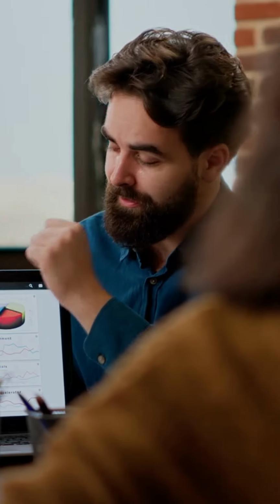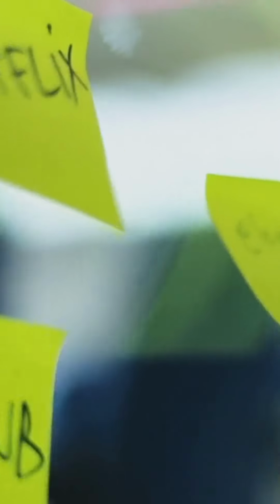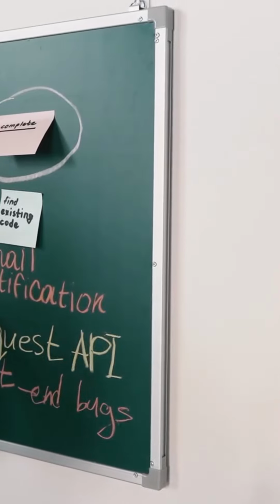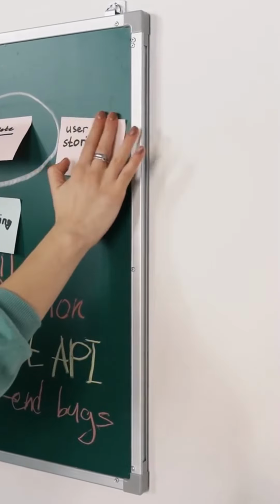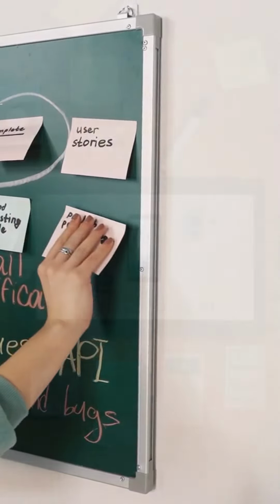This backlog is created, owned, and continuously refined by the product owner, often with input from stakeholders, customers, and the development team. Items in the product backlog are called Product Backlog Items, PBIs, and they are usually written in the form of user stories that describe the desired functionality from the user's perspective. These items are prioritized based on business value, risk, and customer needs. The product backlog is never considered complete. It is a living document that evolves as the product, market, and business environment change.